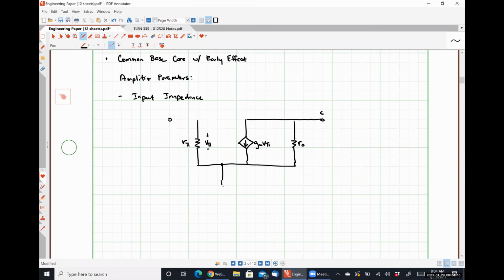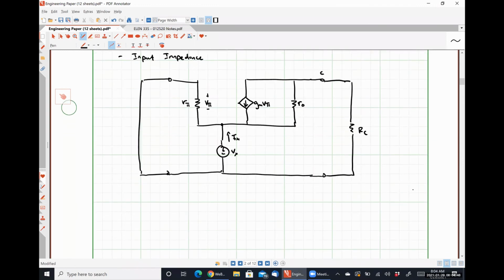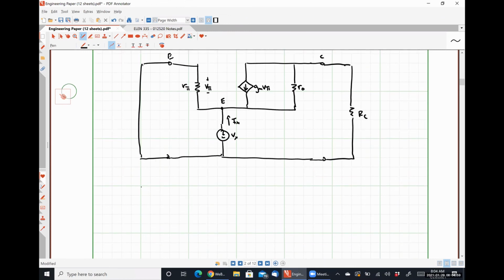Here is my input voltage Vx, Ix. Short out my base because it's the small signal model. And between the collector and ground, I have that resistor RC. I believe, as I mentioned at the very tail end of last class, we could redraw that like this.